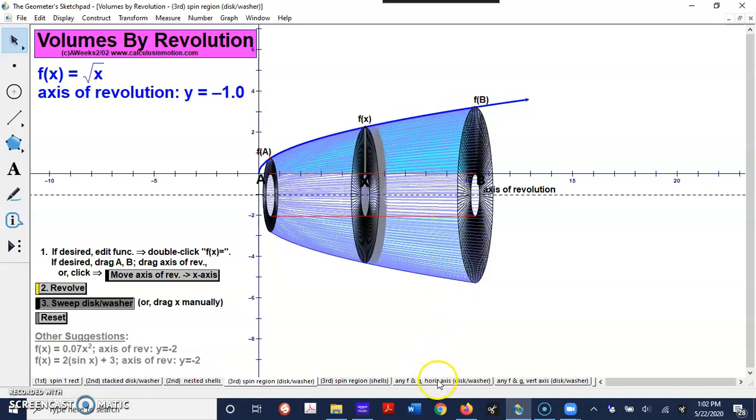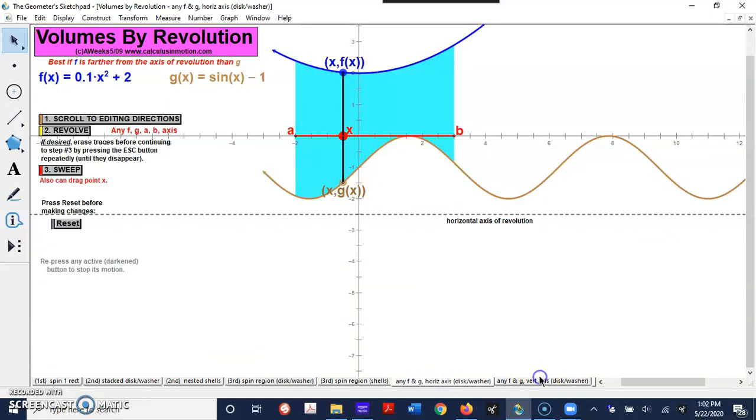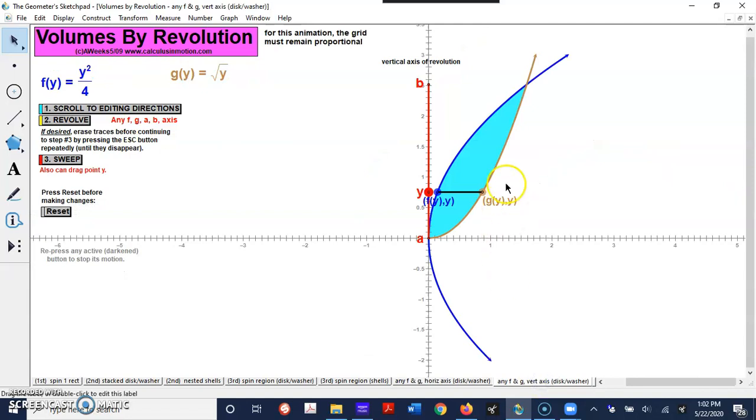Let me show you another one. Now this one, the axis of revolution is vertical, right here, up and down. The region is over here. If you rotate it about the y-axis, you're going to get a hole in the middle. And we have to take that into account when we find the volume of the region.